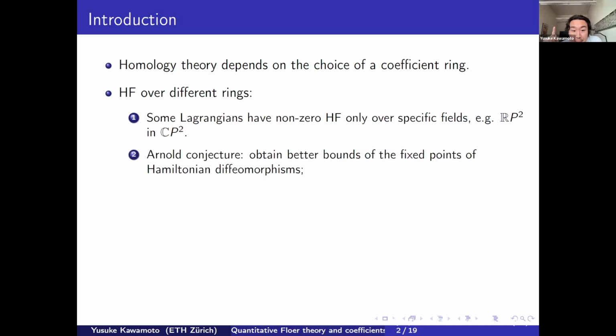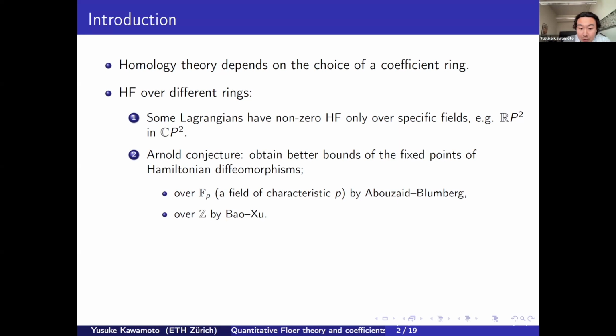And if you want to talk about the Hamiltonian Floer homology, then depending on the choice of coefficients, you get different lower bounds for the Arnold conjecture, for example. Abouzaid and Blumberg recently established the Arnold conjecture over fields of characteristic p, and Bai and Xu got a lower bound by using Z coefficients, which improved some known bounds prior to their work.